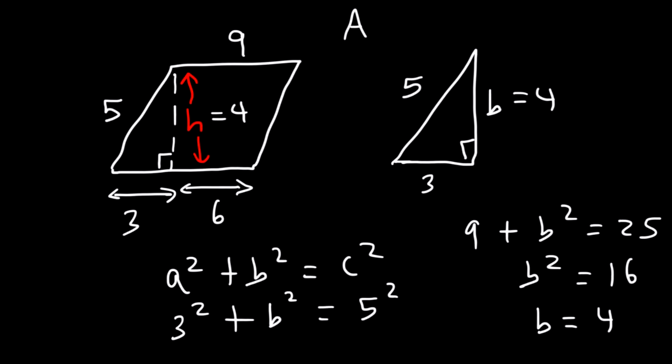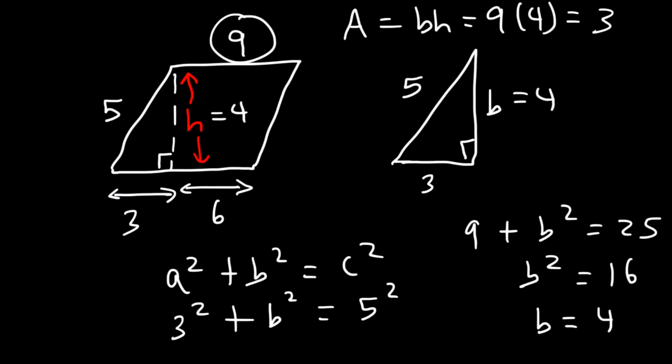So now we could use the formula area is base times height. We have a base of 9 and a height of 4, so 9 times 4 is 36.